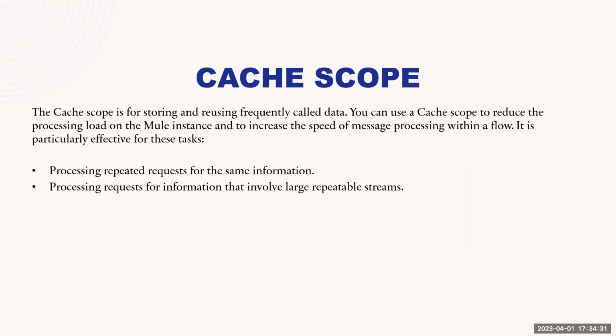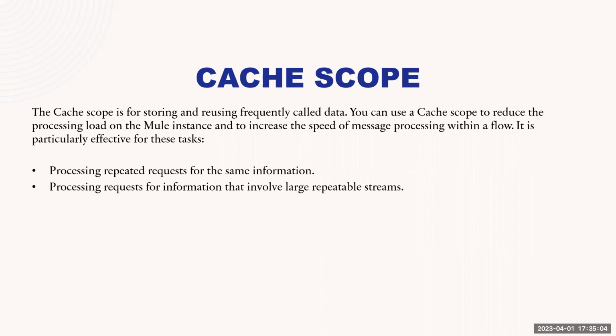Let's say the backend system has some SSL policy, where it will only allow a particular number of requests to pass through for a particular amount of time. So in this case, if you call multiple times and it exceeds that limit, you are going to pay an extra amount, right? So to avoid that, you can use cache scope.